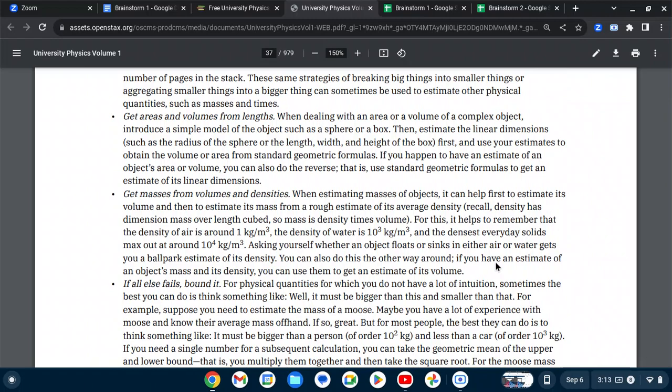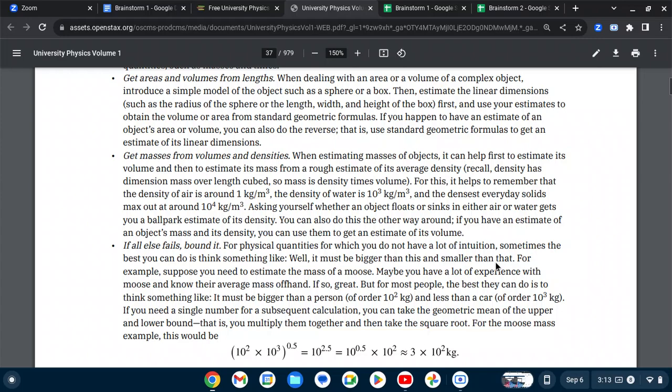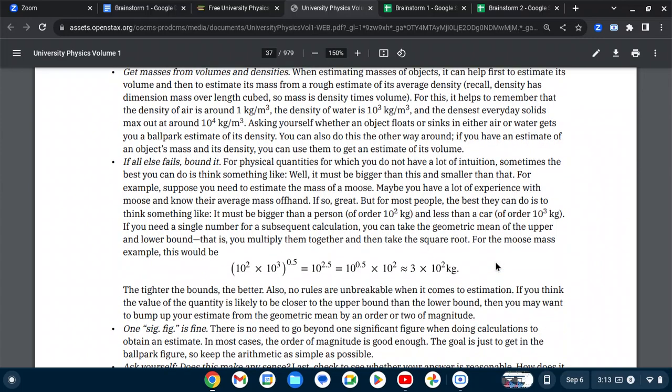If you happen to have an estimate of an object's area or a volume, you can also do the reverse. That is, use standard geometric formulas to get an estimate of its linear dimensions. Get masses from volumes and densities. When estimating masses of objects, it can help to first estimate its volume and then estimate its mass from a rough estimate of its average density.